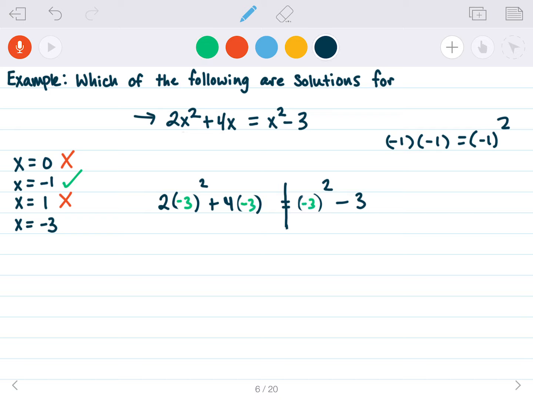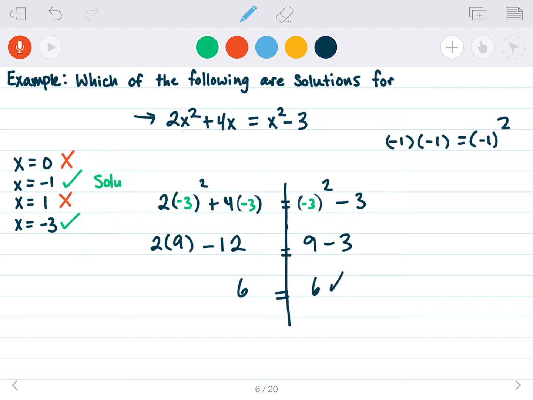Okay. So again, order of operations. On the left side, we want to do negative 3 squared. Negative 3 times negative 3 is positive 9. So I get 2 times positive 9. And then positive 4 times negative 3 is a negative 12. Again, on the right side, I get positive 9 minus 3. On the left side, 18 minus 12 is 6. On the right side, 9 minus 3 is 6. That is true. So x equals negative 3 is a solution, as well as x equals negative 1, but x equals 0 and 1 are not solutions.